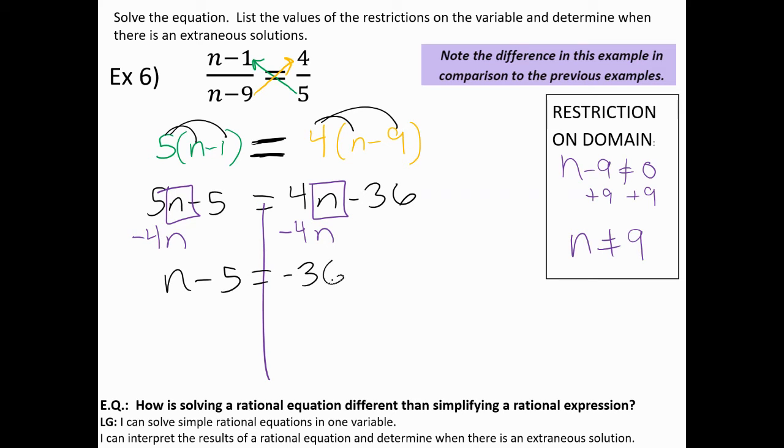And then from there, once you move the n's, it's just a two-step equation of solving. Actually, this one's a one-step. So we need to get the n by itself. So we're going to add 5. So n is going to equal negative 31. And the last step is just to make sure, hey, this is negative 31. Did we say it cannot equal negative 31? No, so then this is our answer, and we're done.